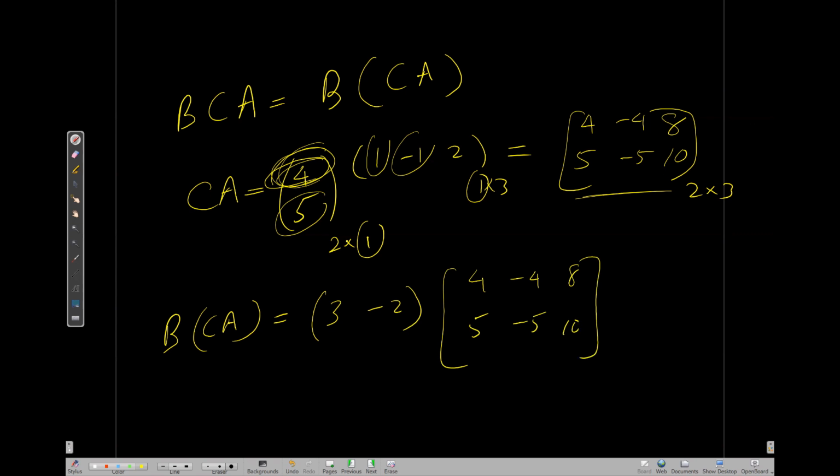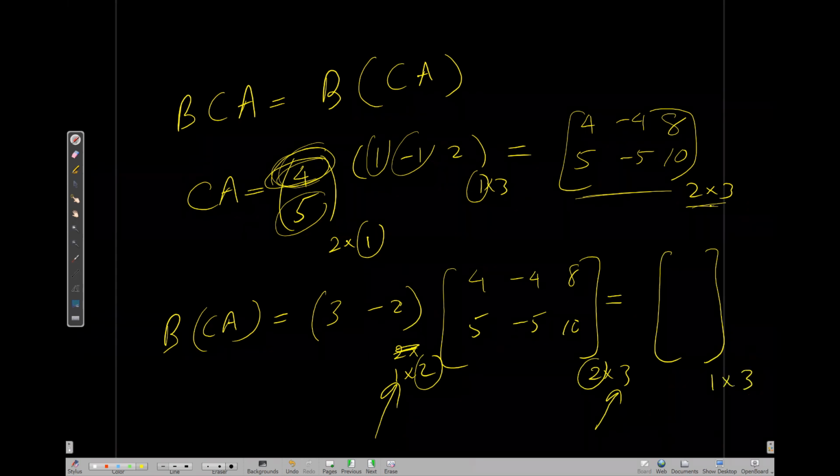Actually, this method is a little bit harder than the other one because here you have a much larger matrix. This is 2 by 1, no, sorry, 1 by 2. And this is 2 by 3. See, the numbers match. And the resulting matrix is 1 by 3.